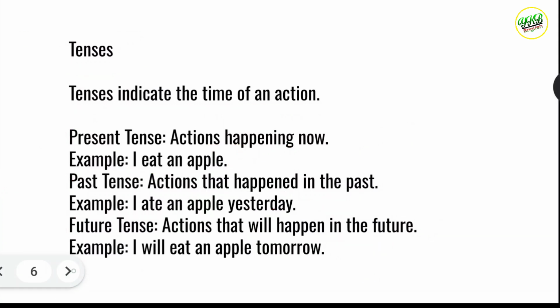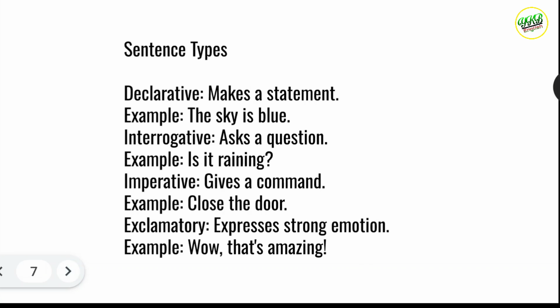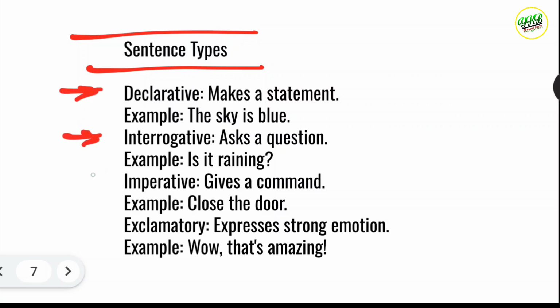Okay, so let's see the next important topic. The next important topic is sentence types. Whenever you create new sentences, or whenever you listen to any type of sentence, you shouldn't be confused about what type of sentence it is and what is being said. So you have to understand the types of sentences: declarative, interrogative, imperative, and exclamatory. So there are four types of sentences.